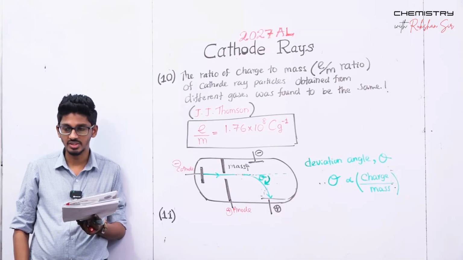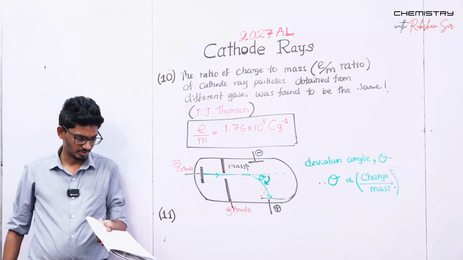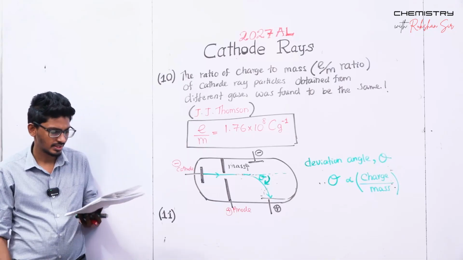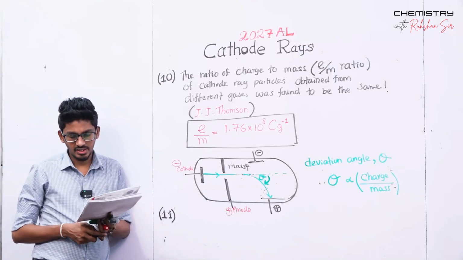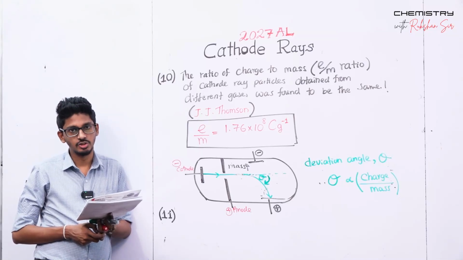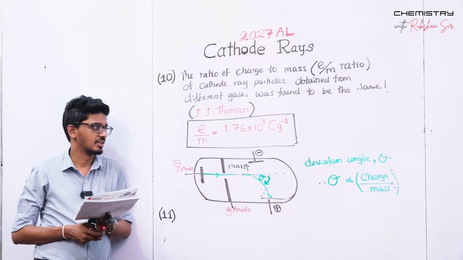The nature of the cathode rays does not depend on: you can highlight the phrase "does not depend on." Roman number 1, nature of the gas taken in the discharge tube. Just write it in red color.